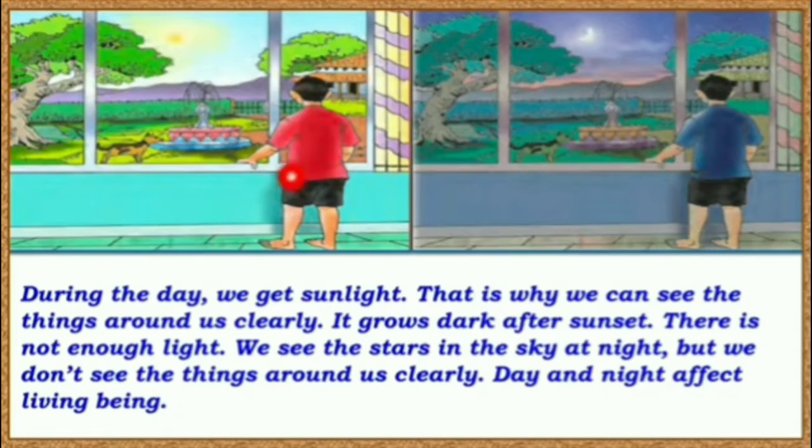See the difference in the two pictures. Left picture shows the day. There is lots of sunlight and hence we can see the things clearly. But at the night, the sun has already set, and that is why there is darkness everywhere. So, we cannot see the things around us clearly during the night time.